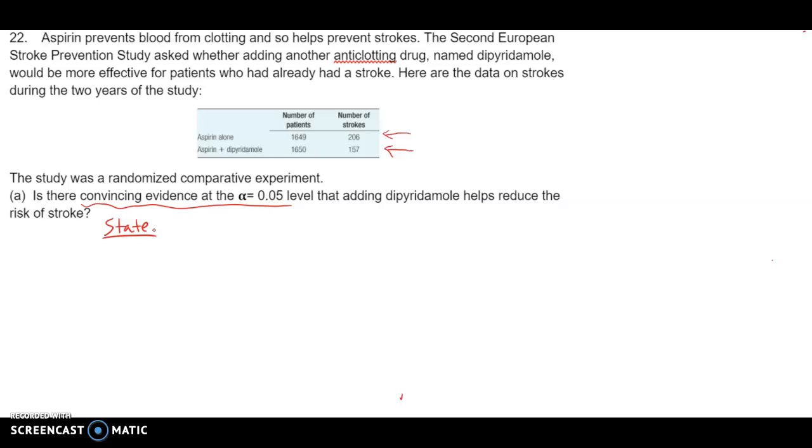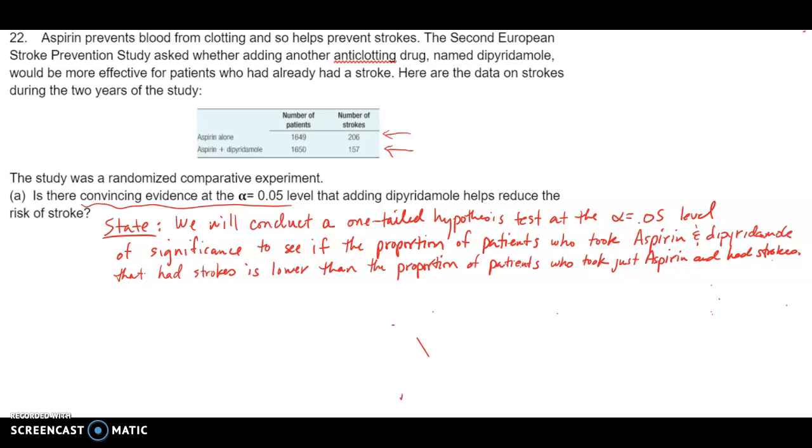State looks like this. So big, long statement with a lot of context here, but the key is, number one, tell them what kind of test. So we got a one-tailed hypothesis test. Number two, tell them the alpha level of that test. And number three, provide context. So your context is to see if the proportion of patients who took aspirin and dipyridamole and had strokes is lower than the proportion of patients who just took aspirin and had strokes. Mouthful, but that's the gist.